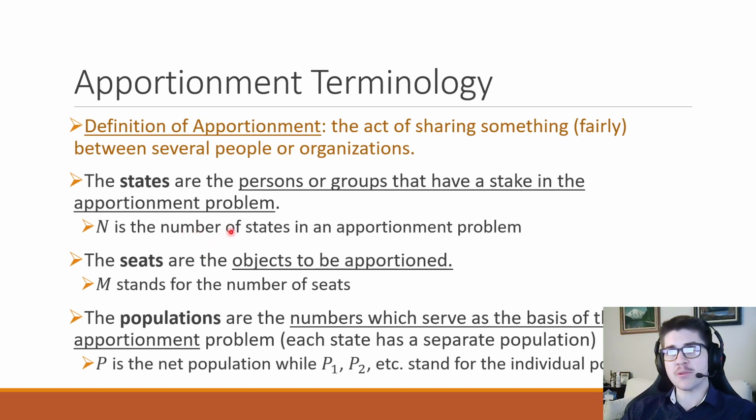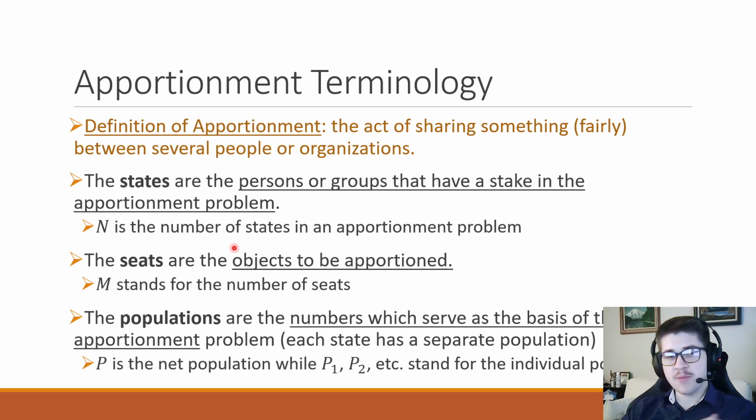The states are the persons or groups that have a stake in the apportionment problem. So in the Electoral College, each of the states is a state. It's like how many votes does each state get in that Electoral College, and it's kind of self-explanatory. And the number of states is just how many groups are there, how many people are being distributed to? In the book, they use the capital N in this chapter to represent the total number of states. So in the United States, N is equal to 51 due to DC.